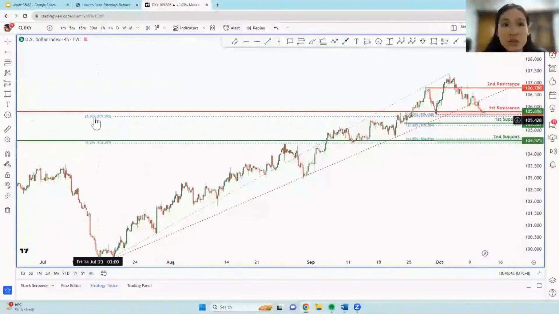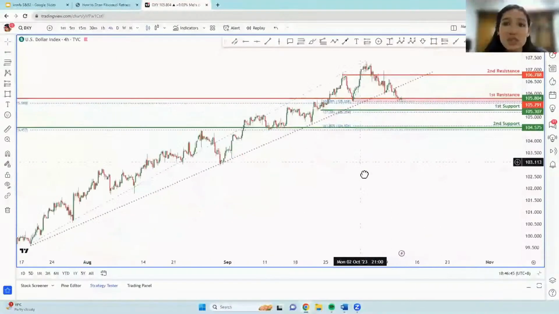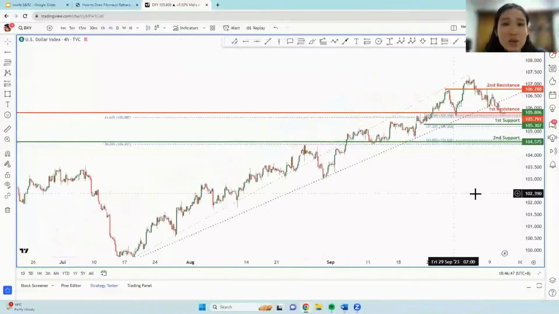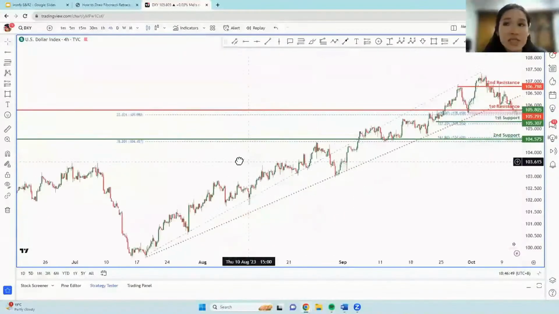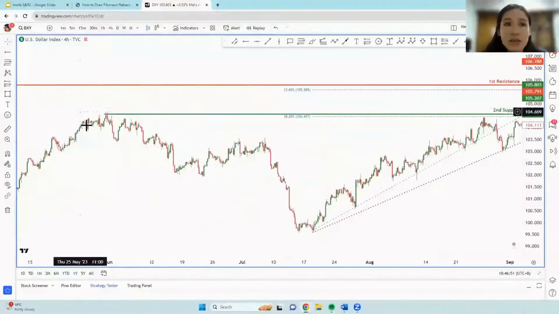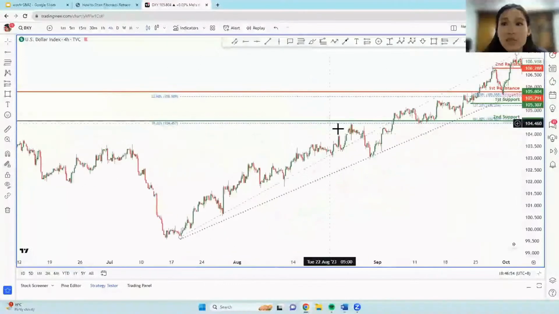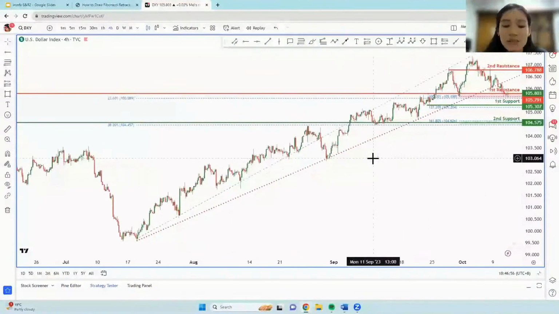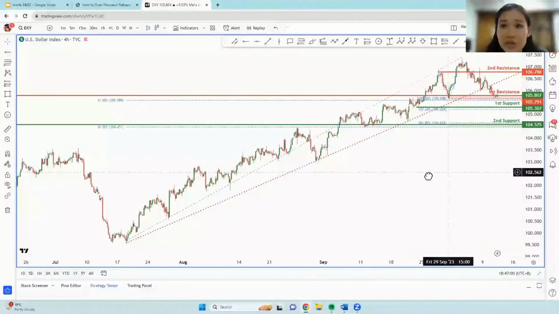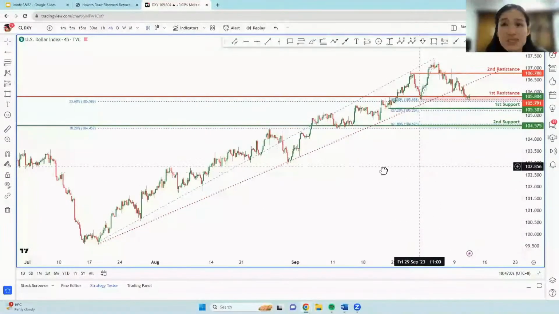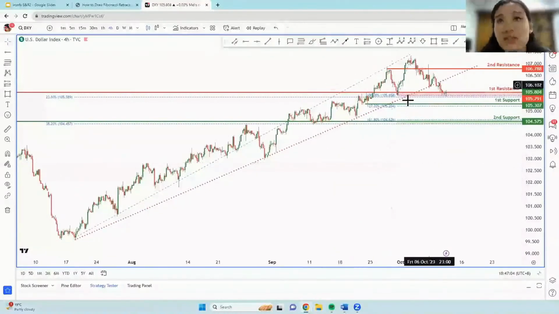Okay, we have the 38.2 and this 161.8, along with this second support, which, as I mentioned earlier, is an overlap level. Because you swing high here, swing high here, swing low there. Okay, so this is a confluence area, which means price is likely to be attracted to that area.